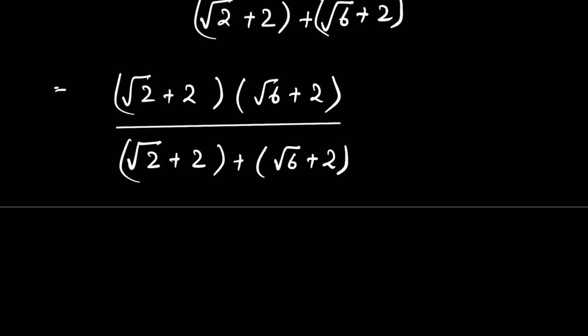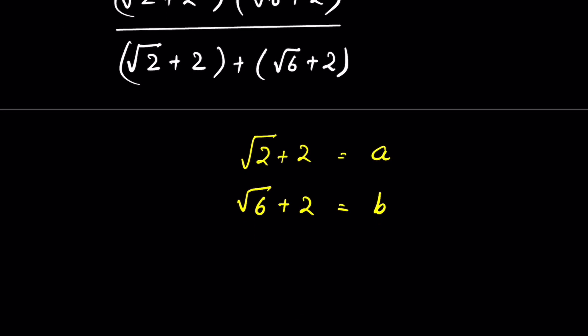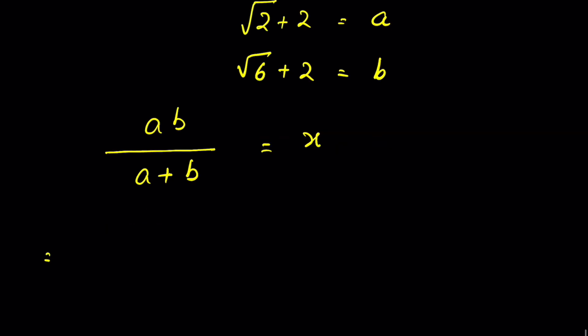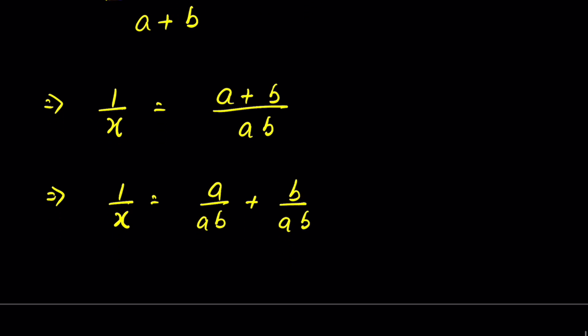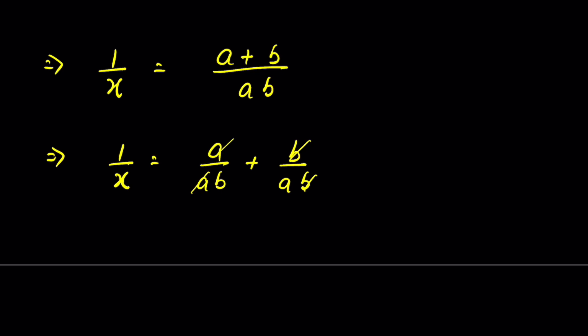Now let's consider square root of 2 plus 2 as a and square root of 6 plus 2 as b. Then we have a times b upon a plus b. Let this be x, or we can write 1 upon x is equal to a plus b upon ab, or 1 upon x is equal to a upon ab, it's the common denominator, plus b upon ab. Now here a and a get cancelled, here b and b get cancelled.